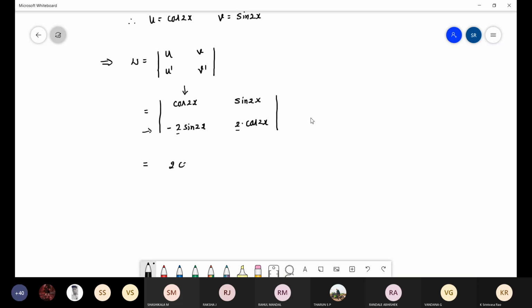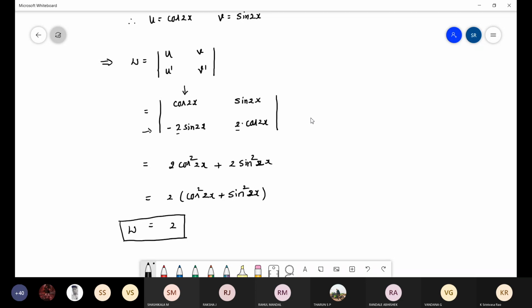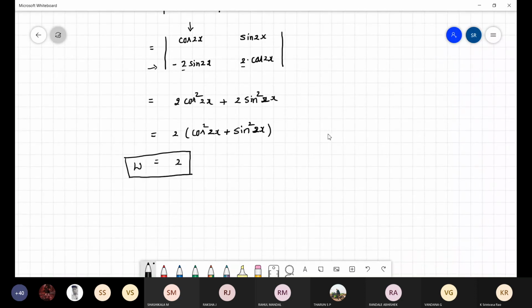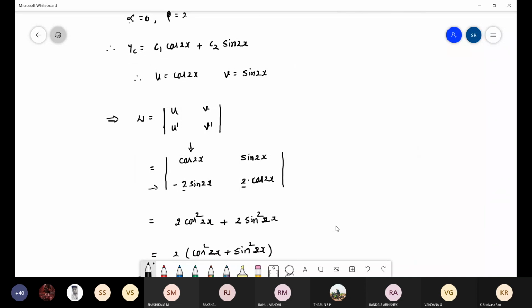2 into cos 2x into cos 2x is cos square 2x, and minus minus becomes plus 2 into sin square 2x. So now we can take 2 common: cos square 2x plus sin square 2x. Now the answer is 2, because cos square 2x plus sin square 2x is 1. So this is omega.